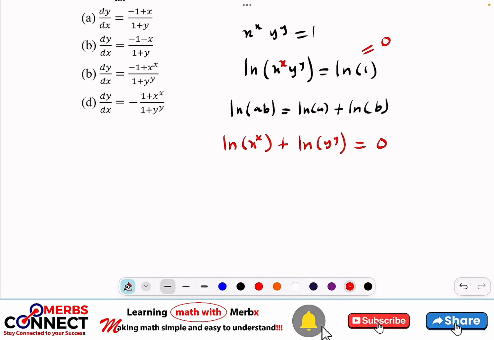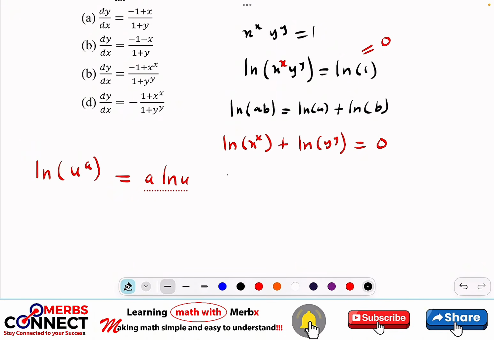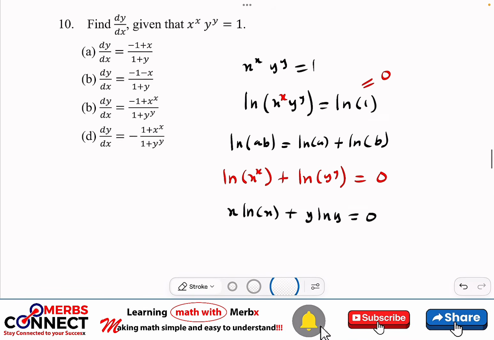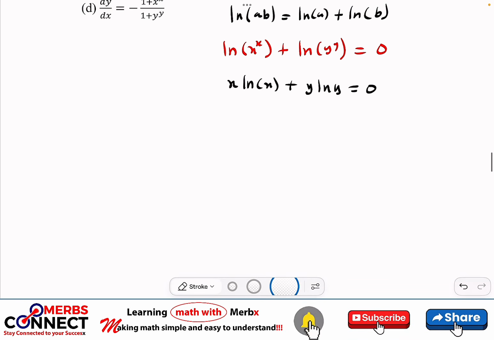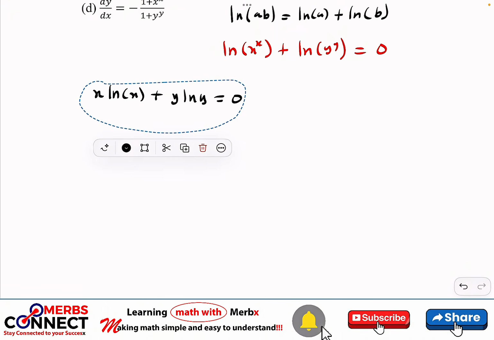Now we also know that if I have log of, let's say, u to the power a, this is the same as a ln u, right? So I can write this one as x ln x plus y ln y. So we've made our life easy. I mean, at least we've gone a long way to come here. So now we can take the derivative, right? Now life is easy here. So let us enjoy life.